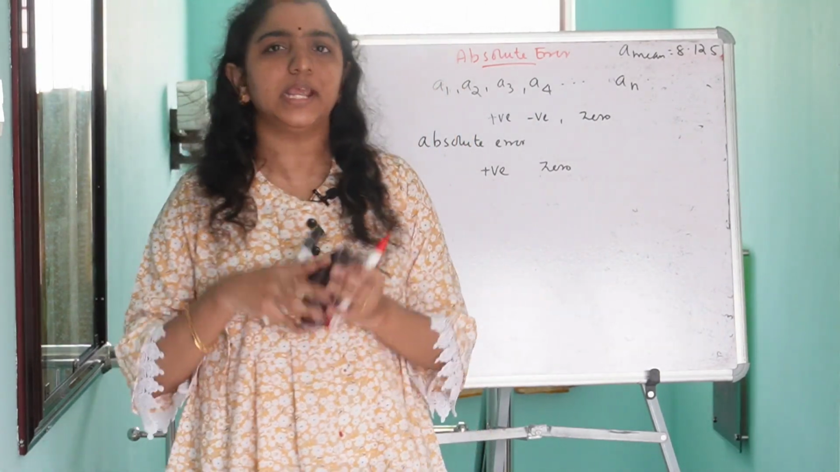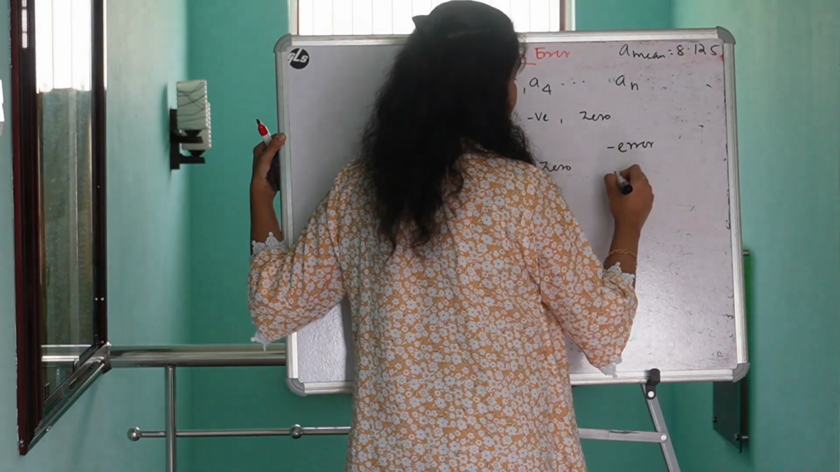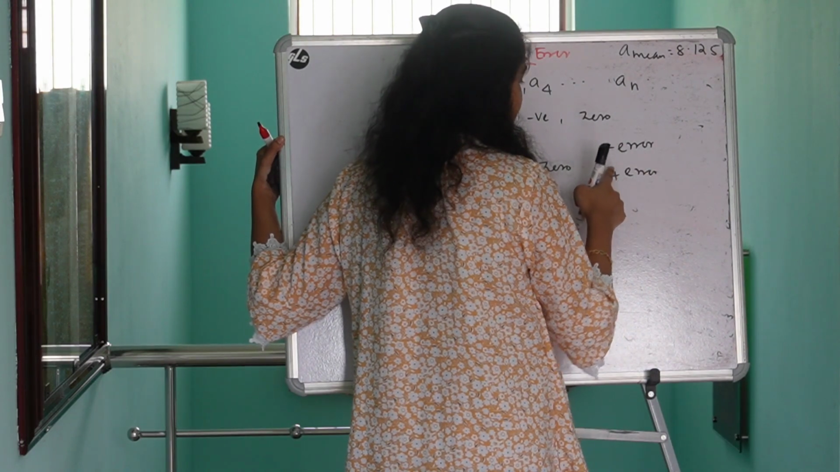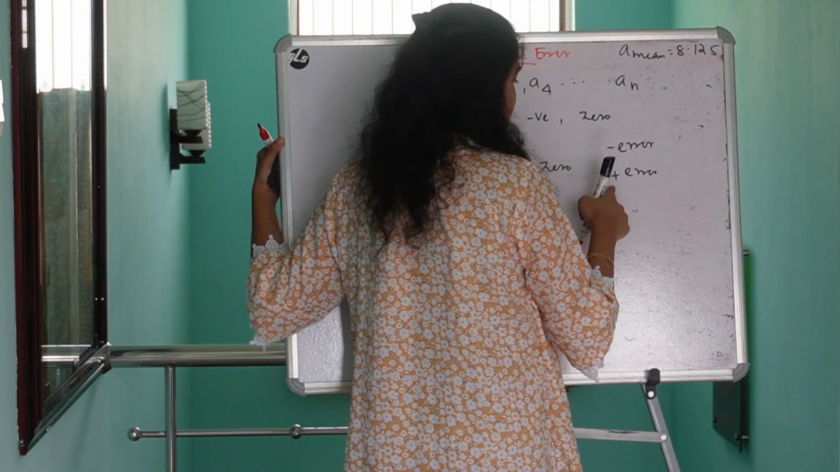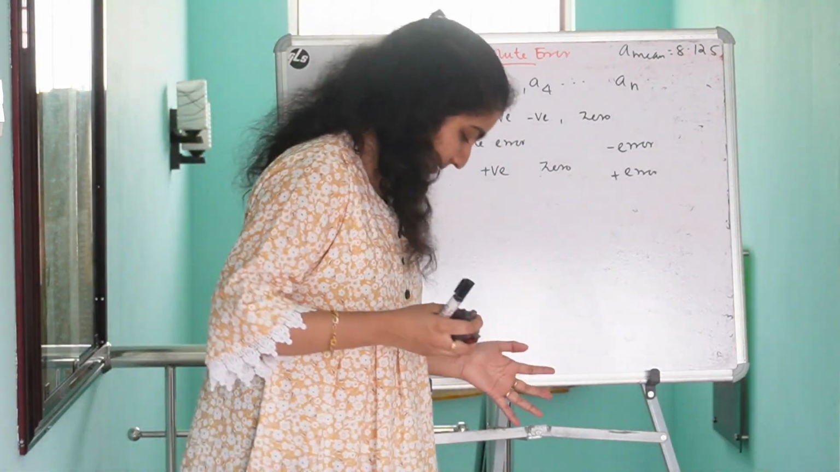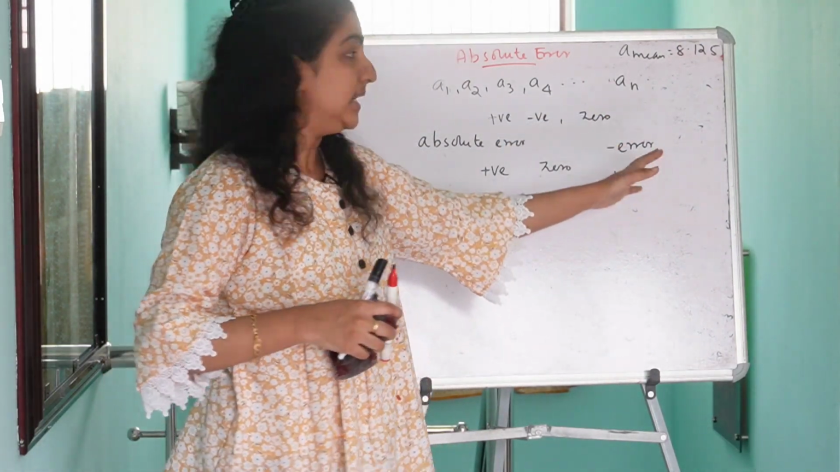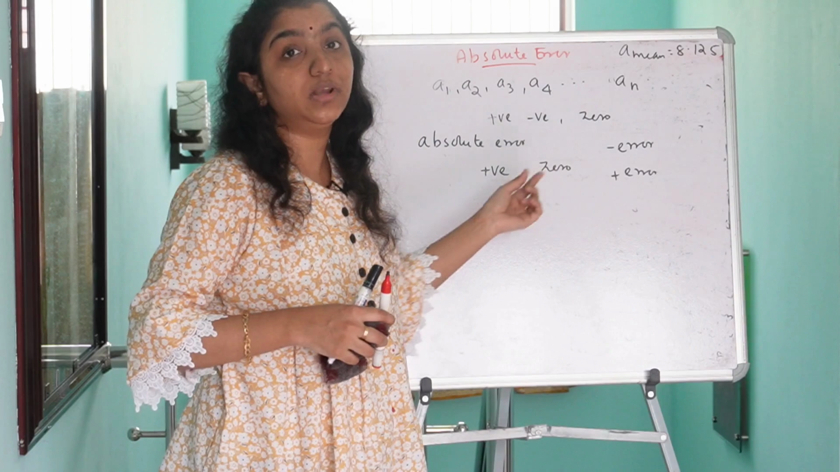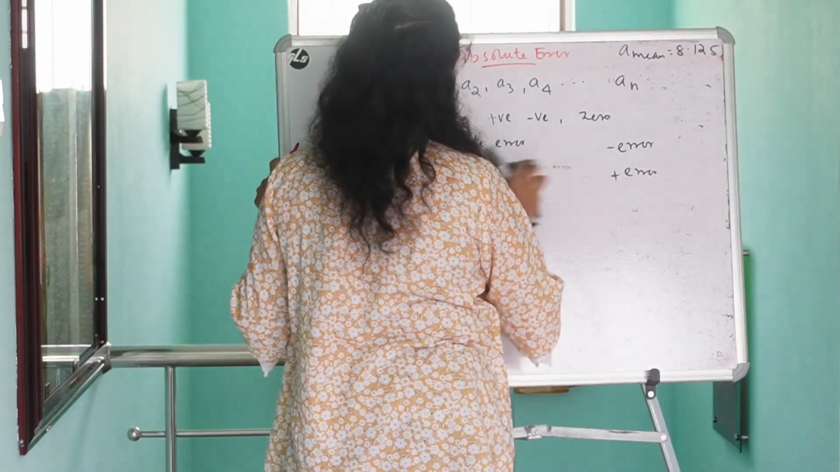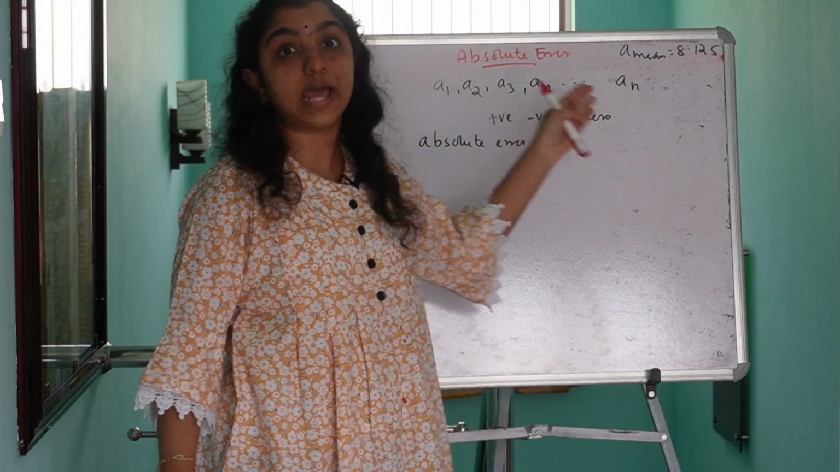So what does it mean? It means even if the simple error is negative or the simple error is positive, while we are finding the absolute value of those errors, the absolute error value will always be positive. So what does it mean? Let's try to understand it. So first let's see what is absolute error.